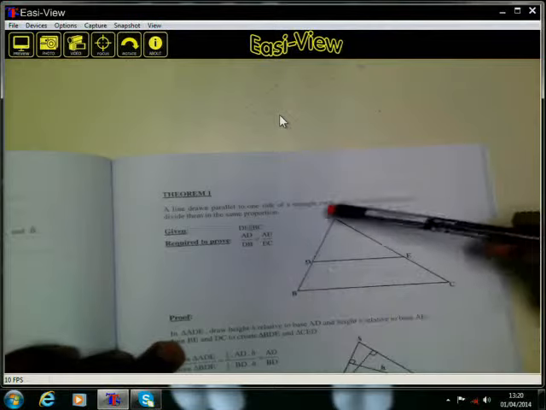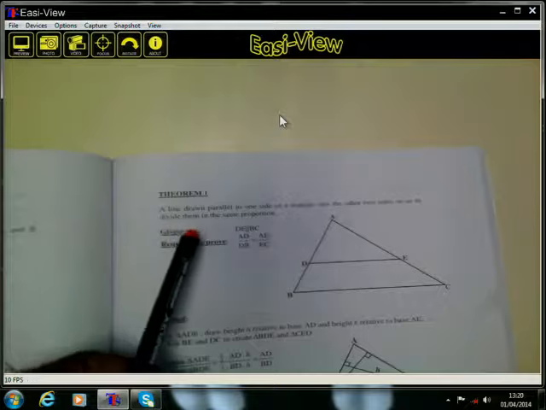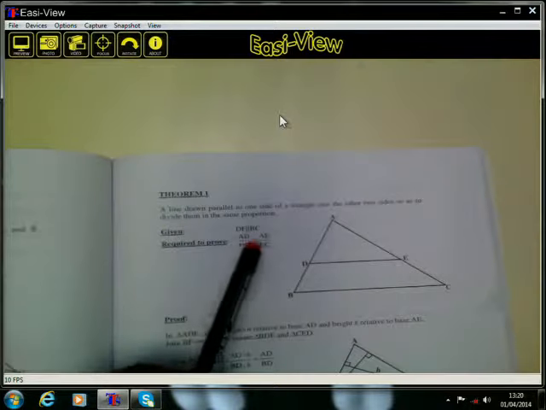I hope you are watching me. The line drawn parallel to one side of a triangle cuts the other two sides so as to divide them in the same proportion. I want us to get this statement correct. I'll repeat. It says the line drawn parallel to one side of a triangle cuts the other two sides so as to divide them in the same proportion.